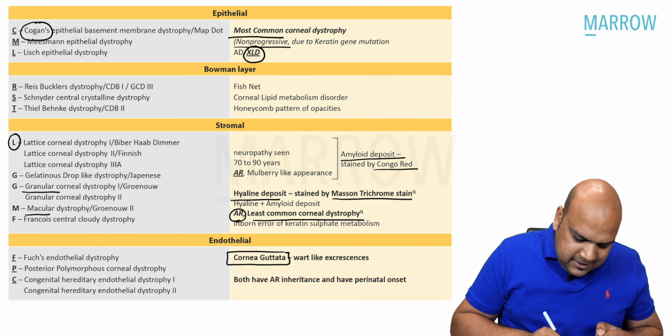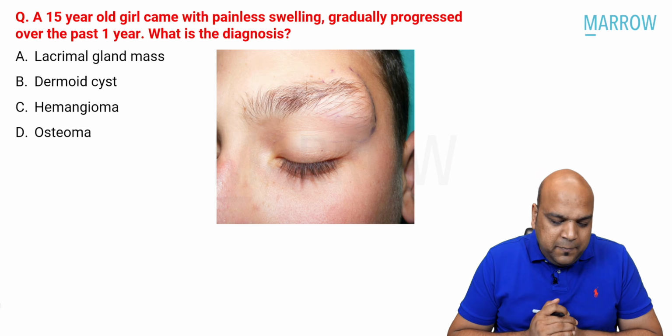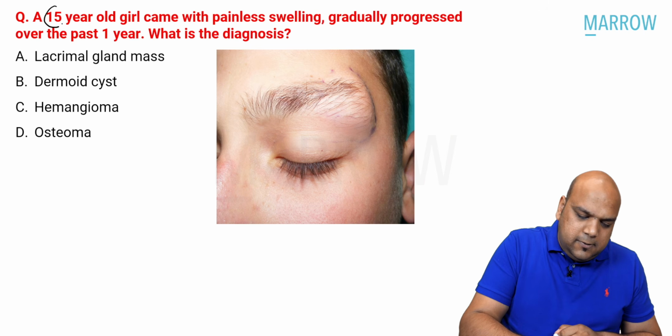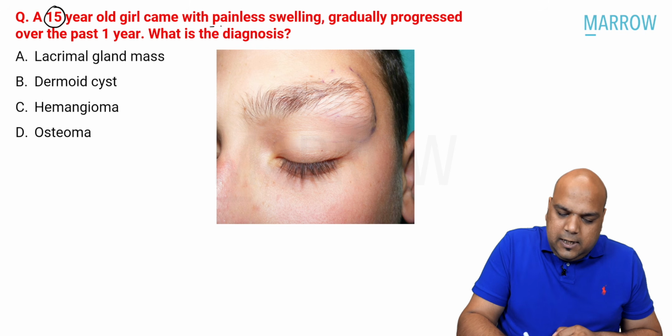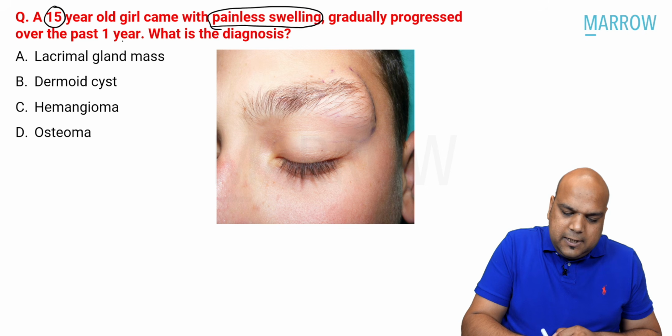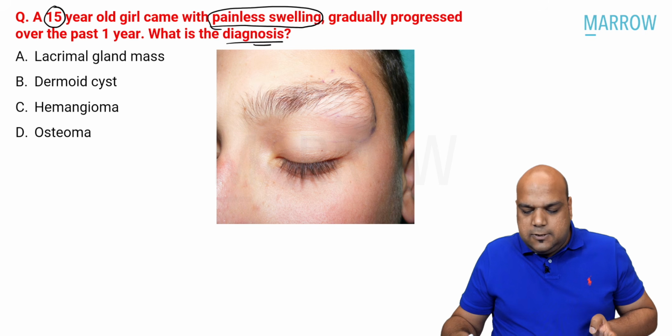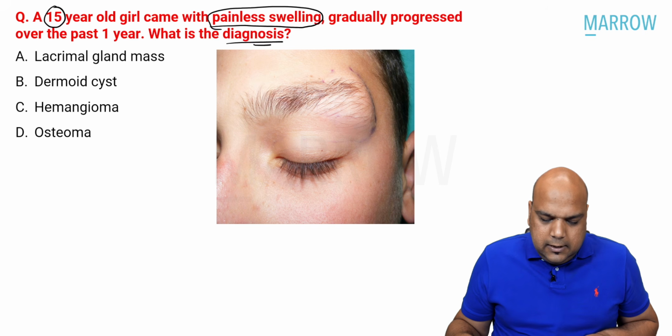All right, guys, let us move on to the second question that was asked in this NEET-PG 2025 August attempt. A 15-year-old girl came with painless swelling, gradually progressed over the past 1 year. What is the diagnosis? So they have asked you a diagnosis based on an image and a question.